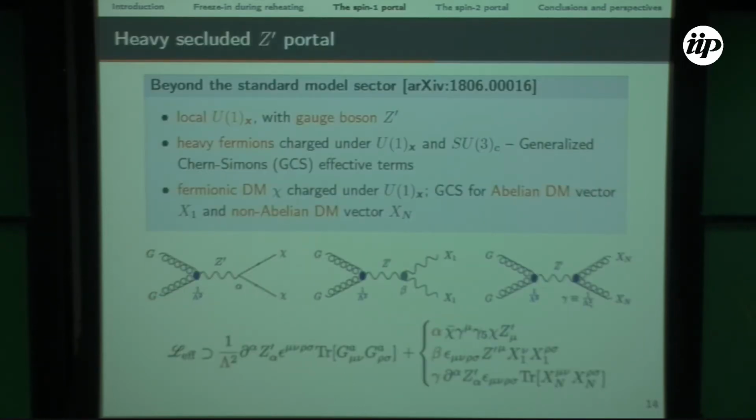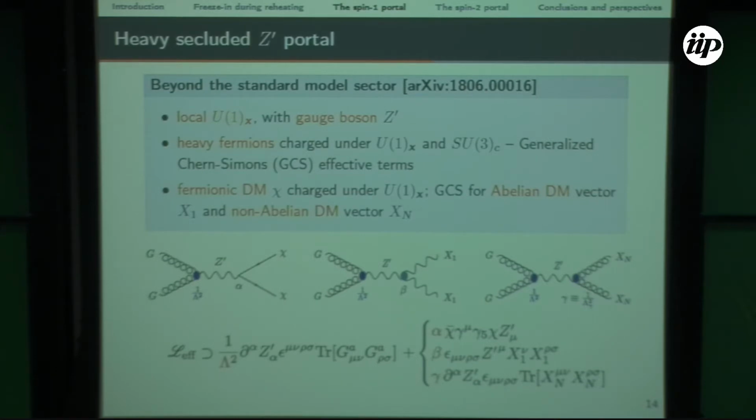So this is our minimal extension of the standard model. We have this local U(1) prime with gauge boson Z prime. Our dark matter can be a fermion, an abelian, or a non-abelian vector. We invoke the presence of heavy fermions, and these are our freezing diagrams, processes. So we have a non-resonant exchange of Z primes, and this is our effective Lagrangian. We have this new physics scale here, couplings to dark matter, and the masses as free parameters.